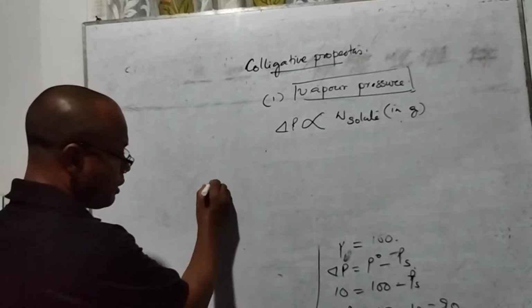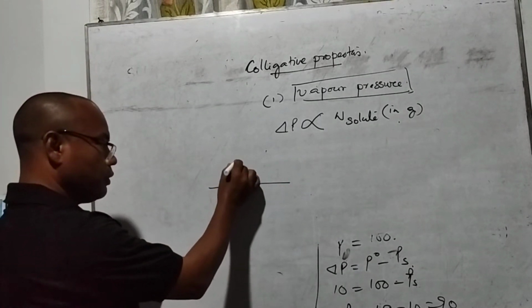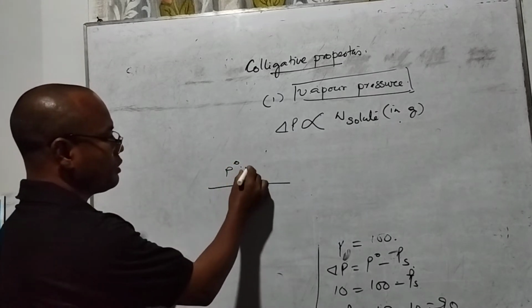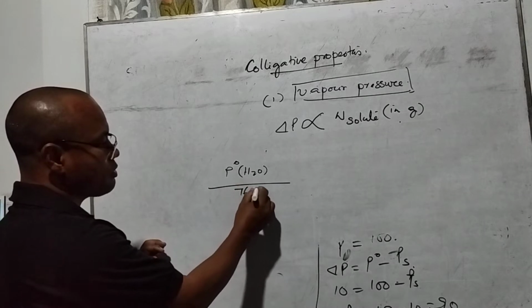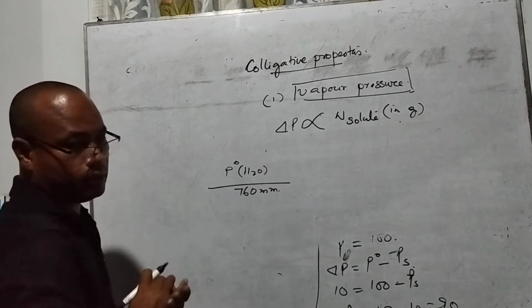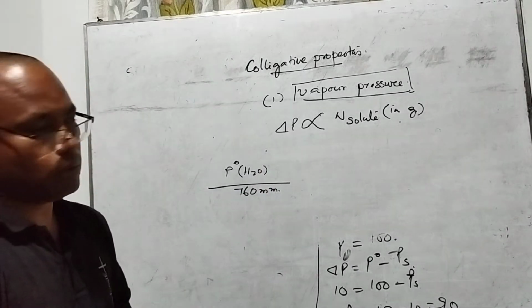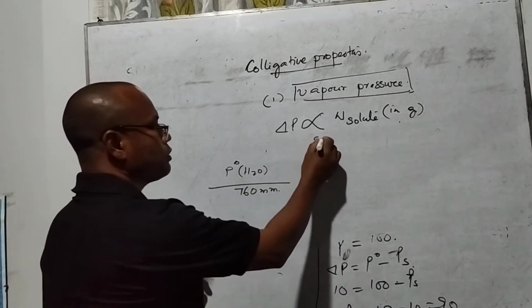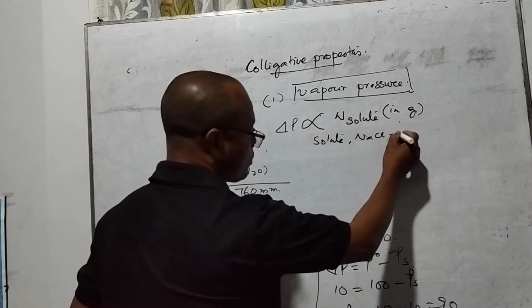See, I wrote one line. This is the vapor pressure of our pure solvent. Suppose this is water. What is the vapor pressure of the pure water? As I took, 760 millimeter. Now I add two kinds of solute solutions, with one solute, I write sodium chloride. So how much sodium chloride?